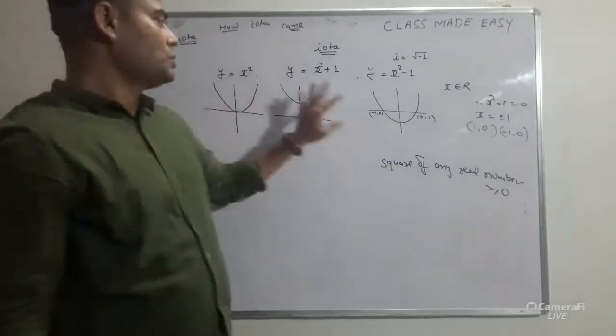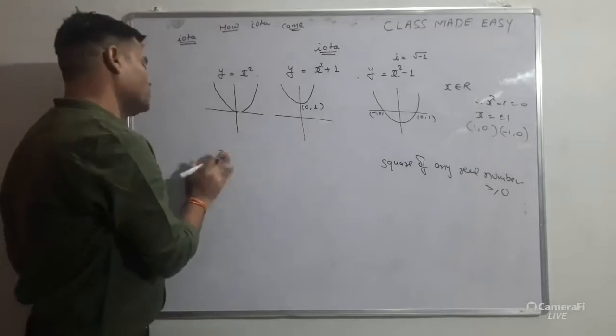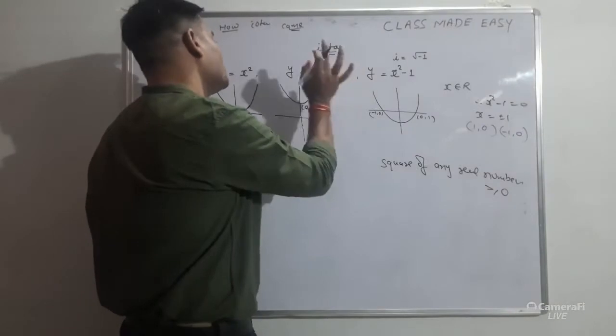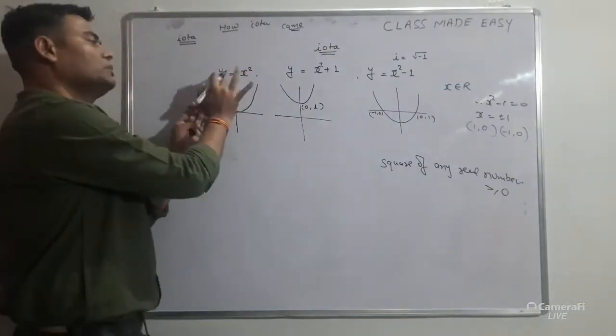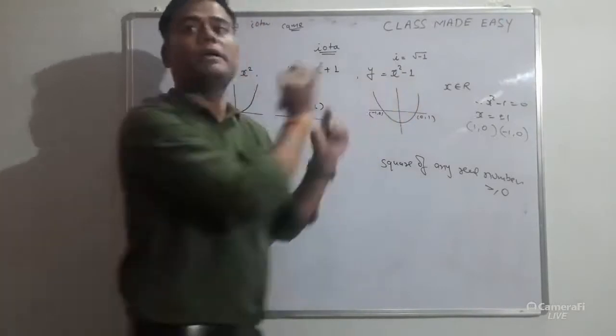It neither touches nor cuts. So sometimes in questions, if x square plus 1 is 0, that is only imagination. x square plus 1 can't be 0. Here y equals 0 gives x as 0, and here if y is 0, then x is plus minus 1.